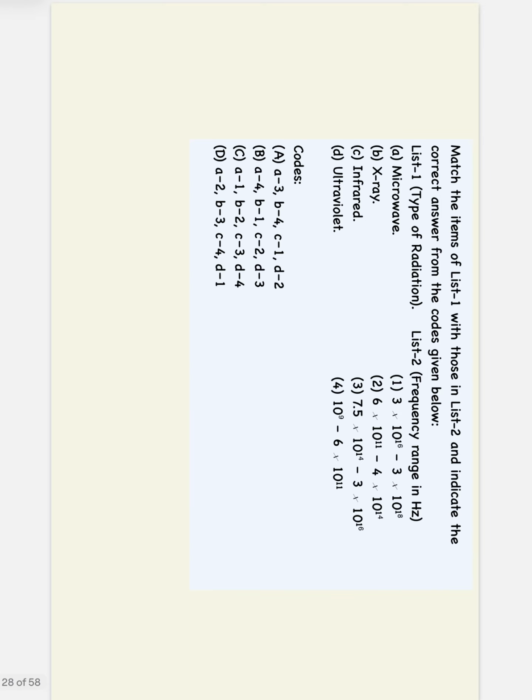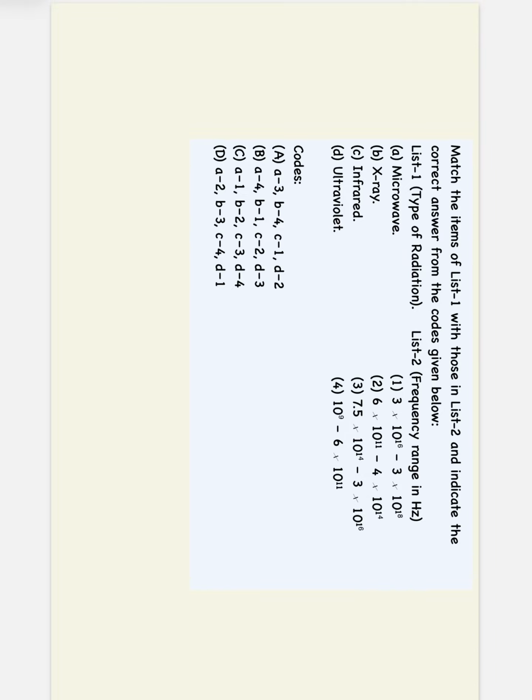The first question: match the items of list 1 with those in list 2 and indicate the correct answer from the code given below. The question is about the type of radiation and the frequency range in hertz. As I mentioned, they asked this kind of question in the previous examination also. They have given four spectroscopic radiations and their frequency ranges in hertz: microwave, X-rays, infrared and ultraviolet.